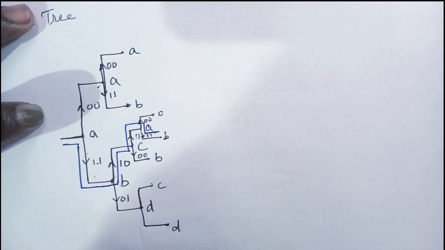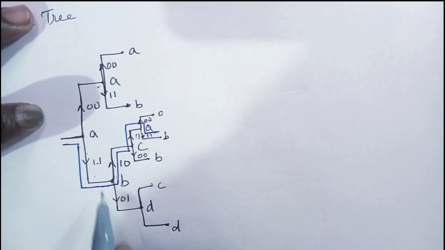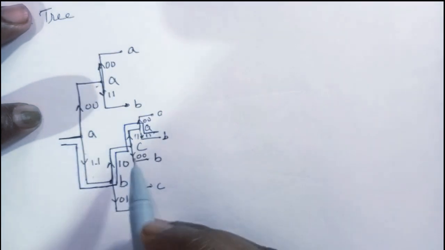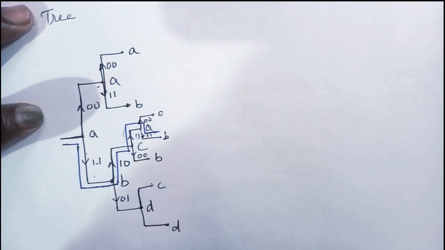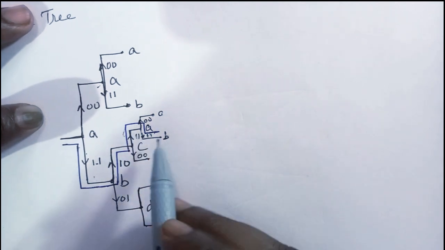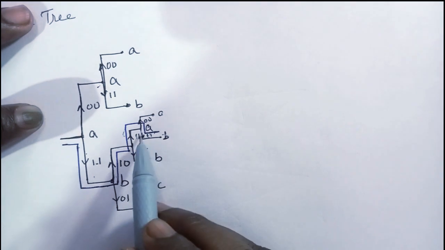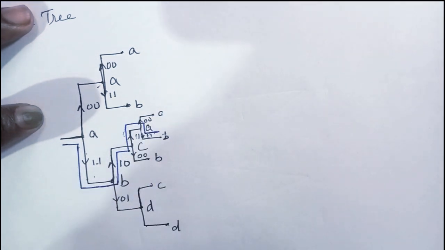What is the output here? 1 1. Then 0. For 0, what is the output here? 1 0. Then we have again 0. 0 means it is 1 1. Then it is 1. 1 means also output here 1 1. So this is the output.